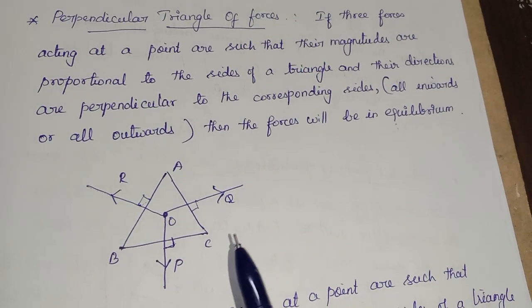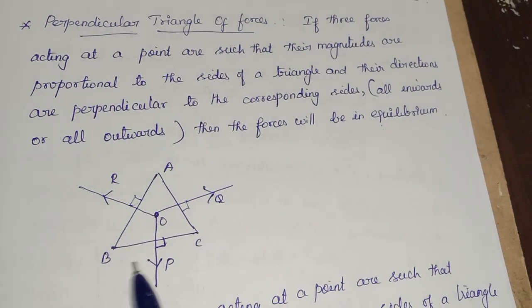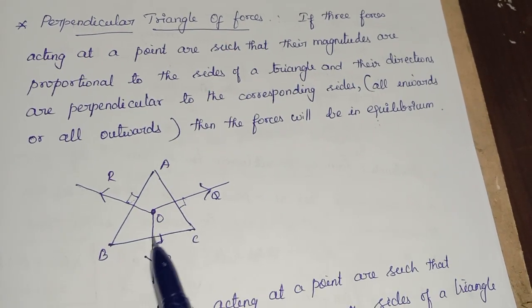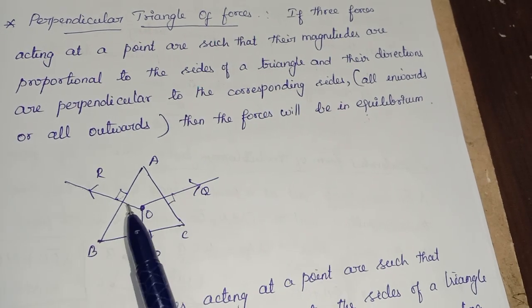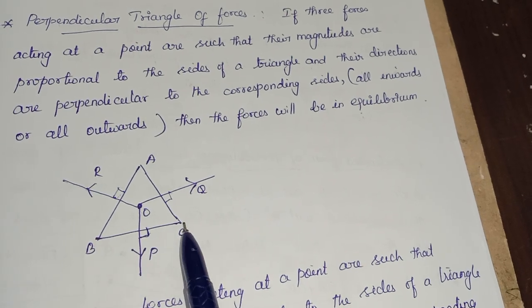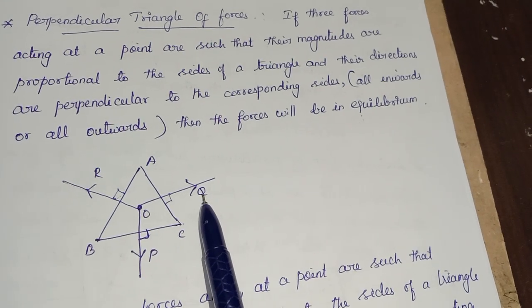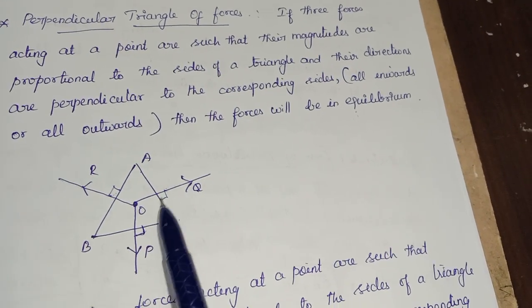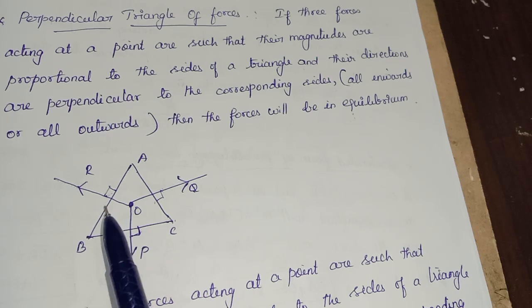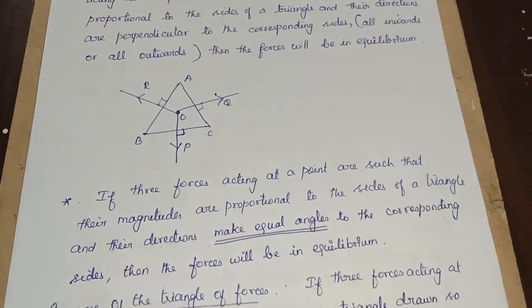So what is triangle of forces? There the triangle represents the forces both in magnitude and direction. But here in perpendicular triangle of forces the sides are proportional to the forces and the direction of the forces are perpendicular to the corresponding sides. That means the magnitude of P is proportional to BC and direction of P is perpendicular to BC. Similarly, magnitude of Q is proportional to AC and the direction is perpendicular to AC. And magnitude of R is proportional to AB and direction of R is perpendicular to AB. Okay, so in this case also the resultant is equal to 0.